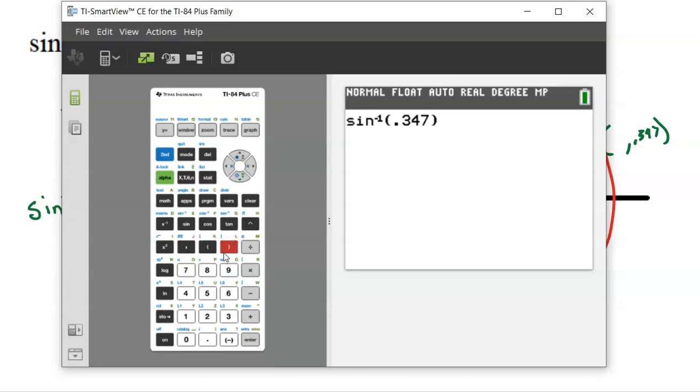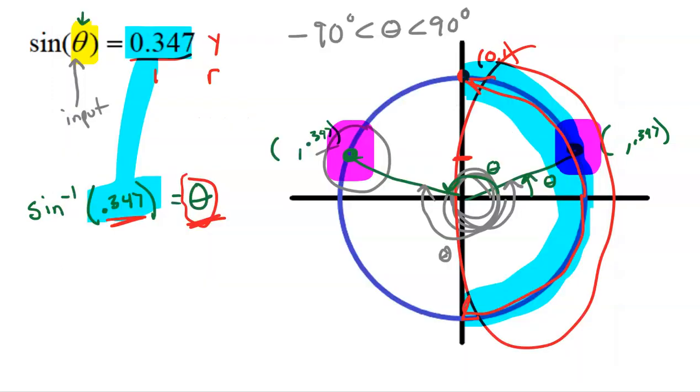Now the calculator is going to give me one and only one answer. But I know technically there are infinite answers to the problem. But the calculator, knowing that I'm only allowed to work with functions, which by definition can only have one output, is only going to give me one output of 20.304 degrees. So that is the green angle.